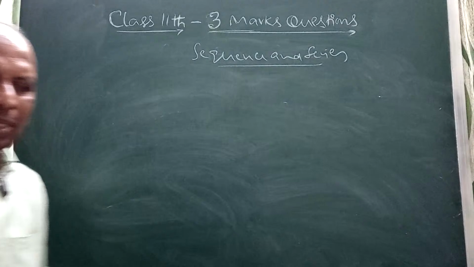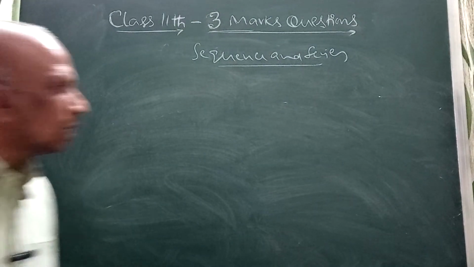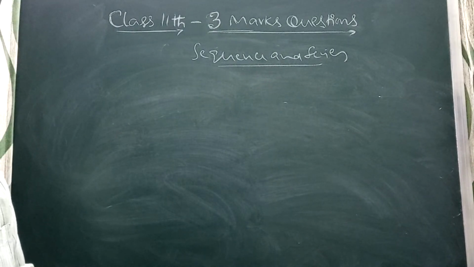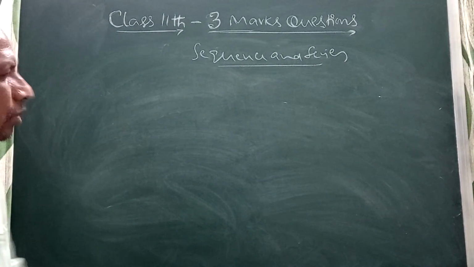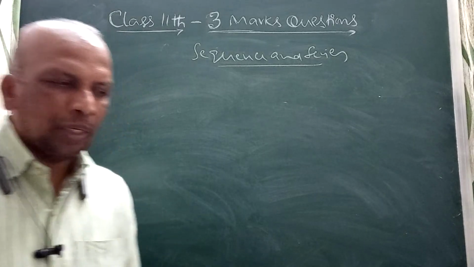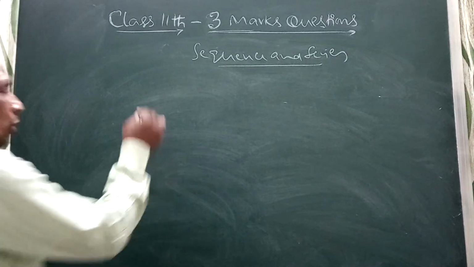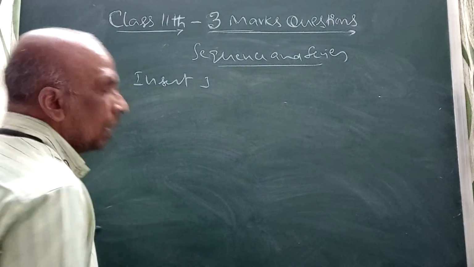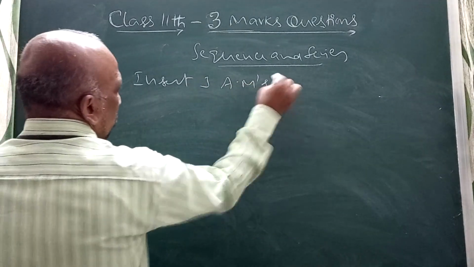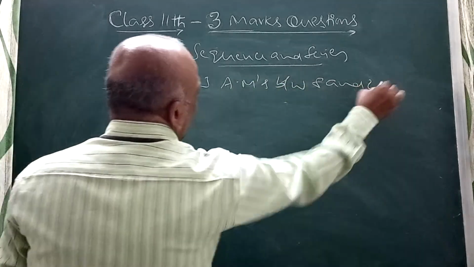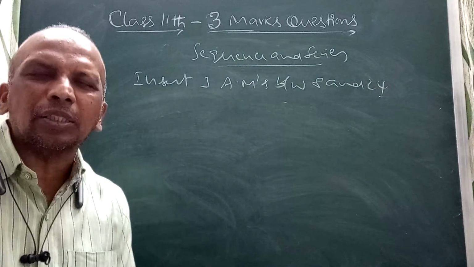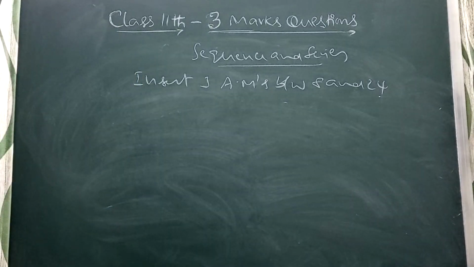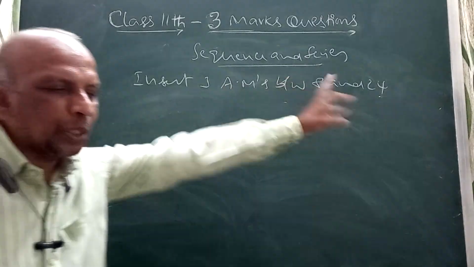Sequence and series: they will ask two types of questions. The first one is to insert some numbers between two numbers. For example, insert three arithmetic means, three AMs, between 8 and 24. These are the questions they ask here: insert three arithmetic means between 8 and 24.